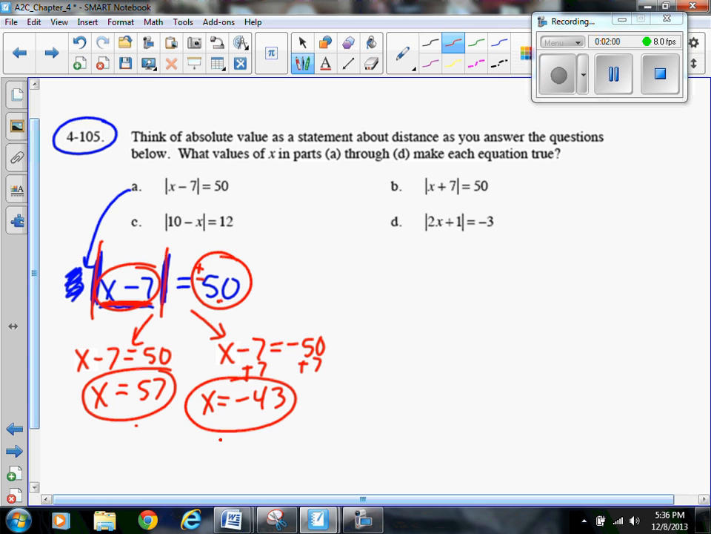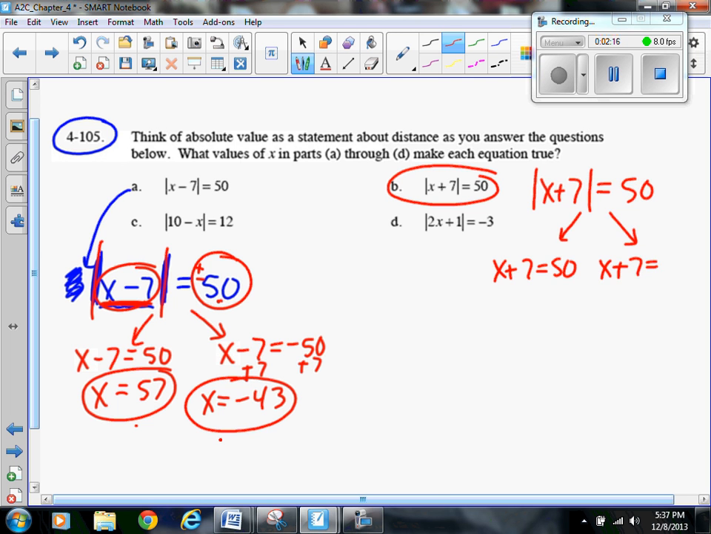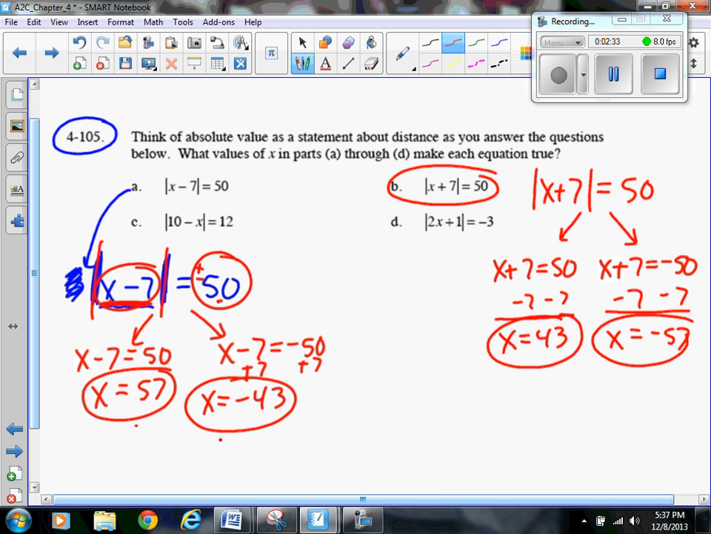So the other one's just the same. Here, B, you'd have the absolute value of x plus 7 equals 50. Then that gives you two equations and two answers. X plus 7 could be 50. X plus 7 could be negative 50. Very similar to A. This time you're just subtracting 7 from both sides, and you get positive 43, and you get negative 57. Notice these are not opposites of each other.